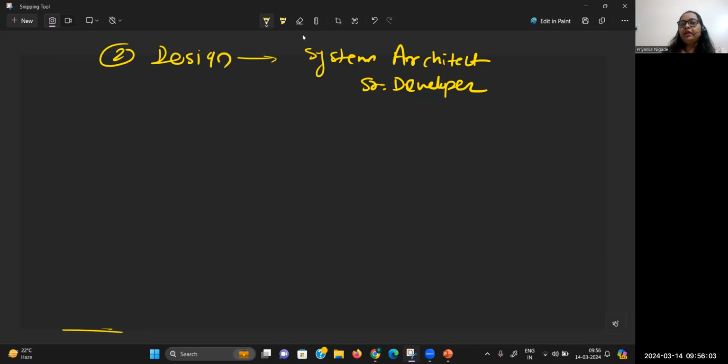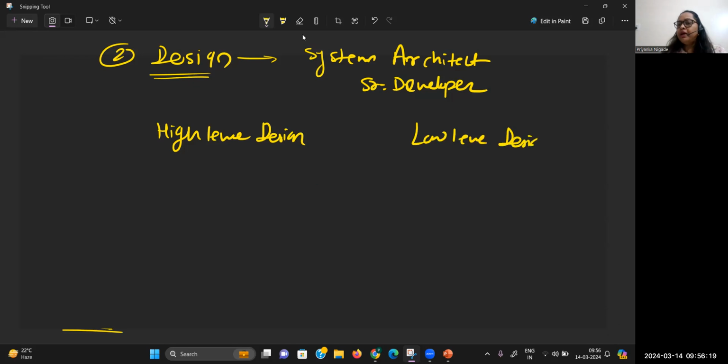When it comes to the design phase, first of all, a software application gets designed in two different types. First is high level design and second is low level design. What do you mean by high level design? What do you mean by low level design?